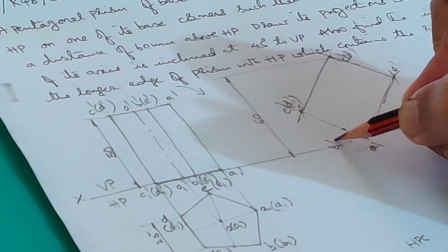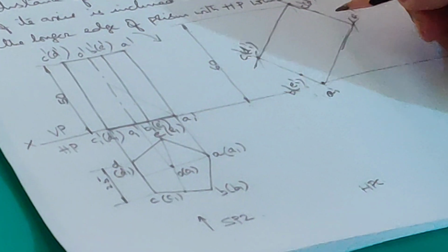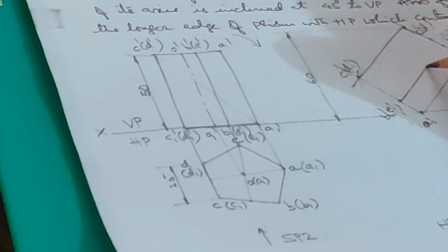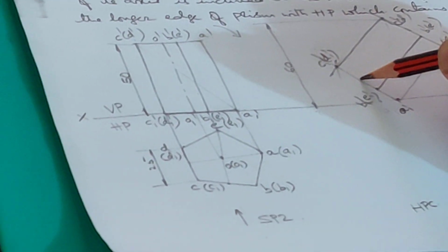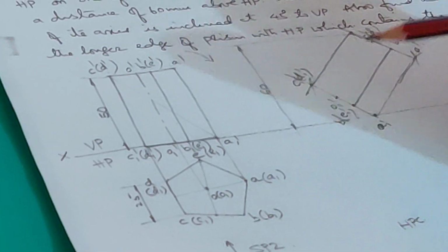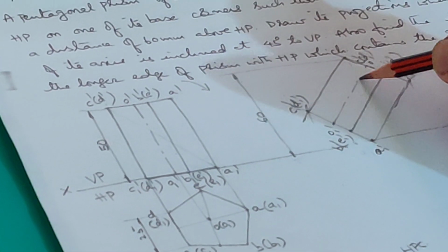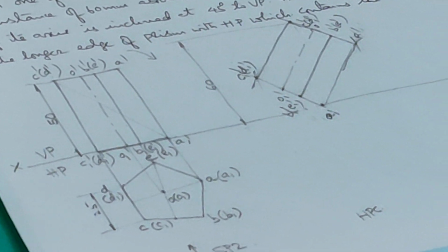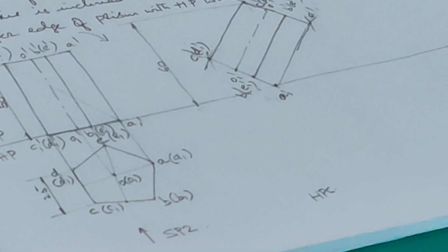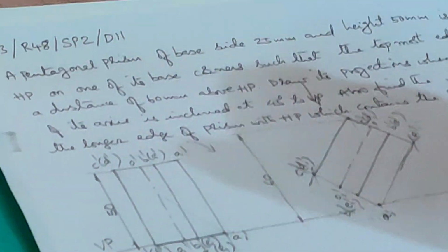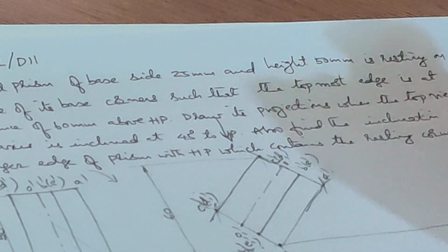This is B1 dash, E1 dash. This is B dash, E dash. Connect them. Then this is O1 dash and this is O dash. The chain line. Yes. So this is the front view in the second step. Now you need to follow the rules of visibility and get the top view.